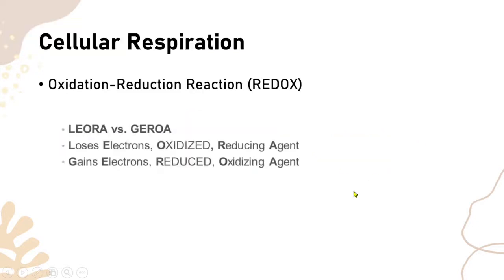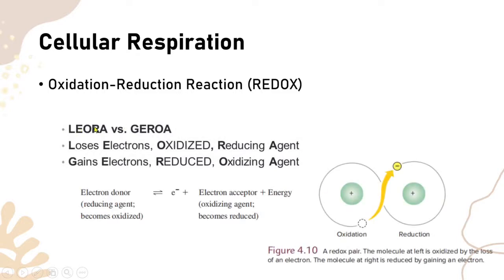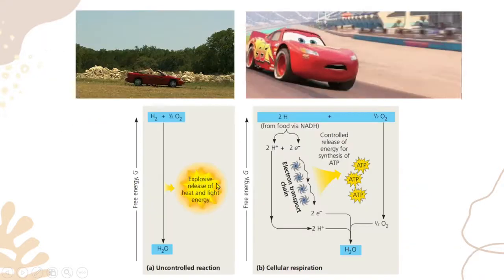You're very familiar as well with the mnemonics, LEO the lion says GER. LEO: loses electrons, oxidized, reducing agent. GER: gains electrons, reduced, oxidizing agent. So this will be a very important thing to remember about cellular respiration being an oxidation-reduction process.